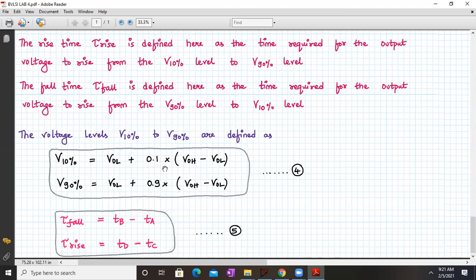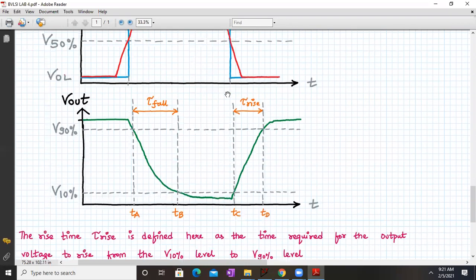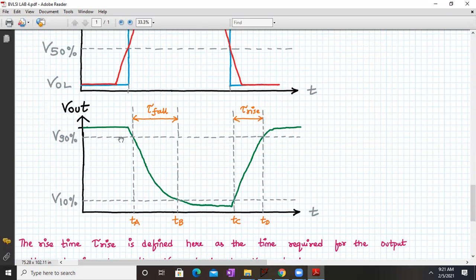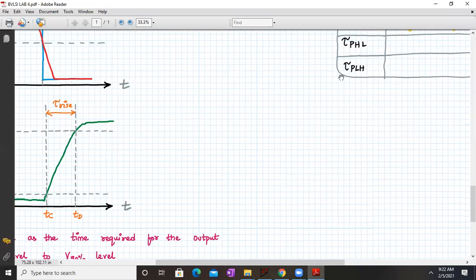So these are the definitions. Now from the waveforms, we can see very clearly that whenever the output falls from 90% voltage to 10% voltage, that is T fall. So T fall will be TB minus TA, and T rise will be whenever the output rises from 10% voltage to 90% voltage, that is your TD minus TC will be your rise time. Okay, so that's how you calculate it.